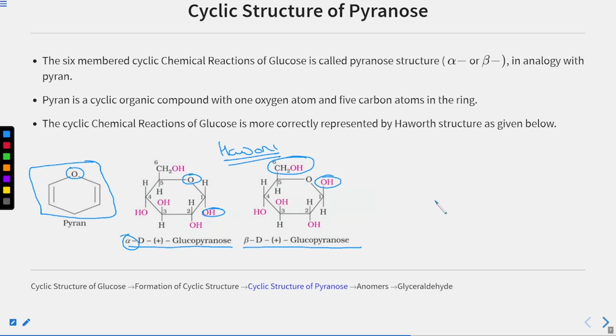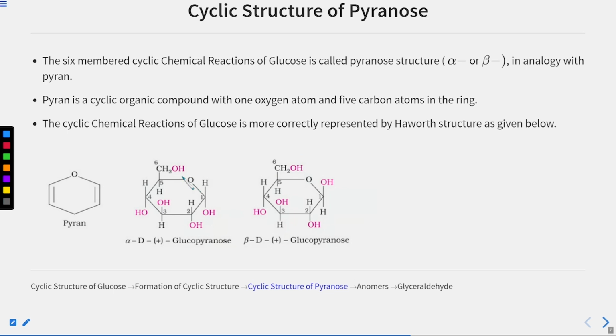Now if I ask you which of these two structures is the stable one, what would be the answer? For that you have to look at the steric hindrance part. So let me clear all this. Here we have a CH2OH group, which is a bulky alkyl group, present on the upside. Here also we have the same group.